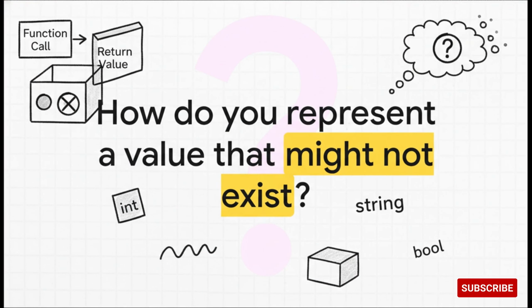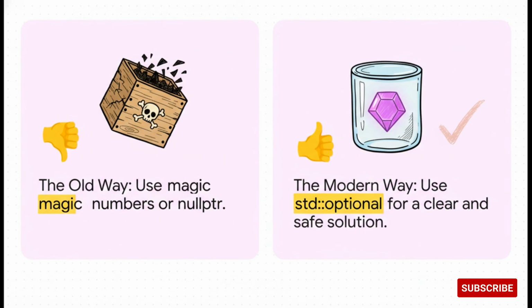Okay, here's a common problem. You've written a function, but it might not have a value to return. Maybe it's searching for something in a database, and it comes up empty. What do you do then? How do you represent nothing? Well, in the old days, you might have returned a magic number like -1 or maybe a null pointer. But what if -1 is a perfectly valid result?